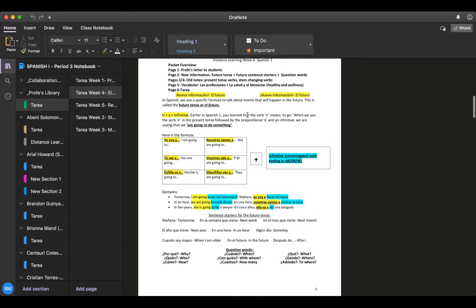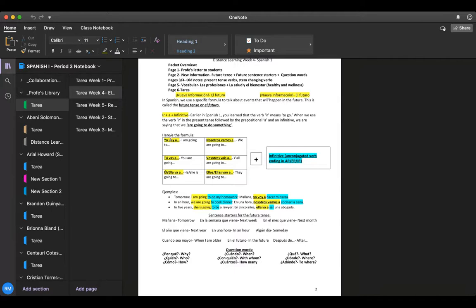Okay, earlier in Spanish 1 you learned that the verb ir means to go. And when we use the verb ir in the present tense, followed by a prepositional a, just the letter a, and an infinitive after that, we are saying that we are going to do something. You are going to do something means that something will happen. It has not happened yet, but it will happen. It is going to happen. Okay, so here's the formula.